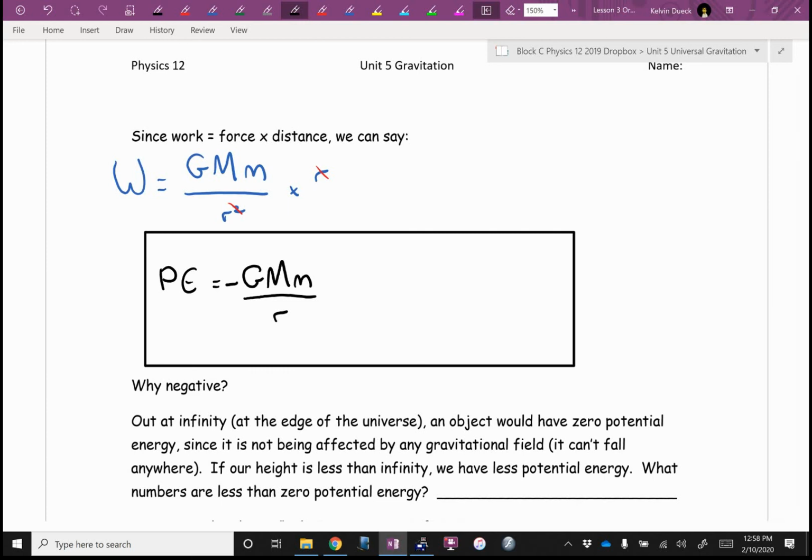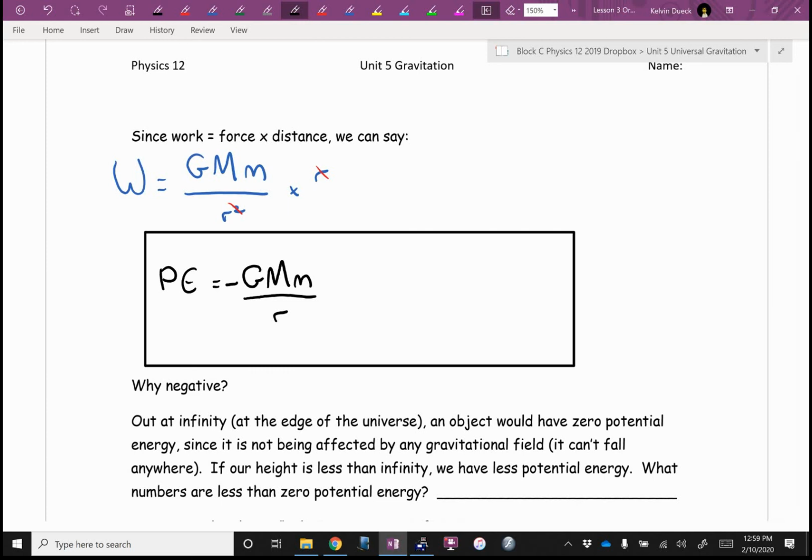But I ended up at zero potential energy. I had less potential energy here, more potential energy because I'm going higher, but here I end up at zero. What type of numbers can you start out less than and end up at zero? How can you possibly start out somewhere, add energy, and end up with zero? Well, you better be starting with negative.